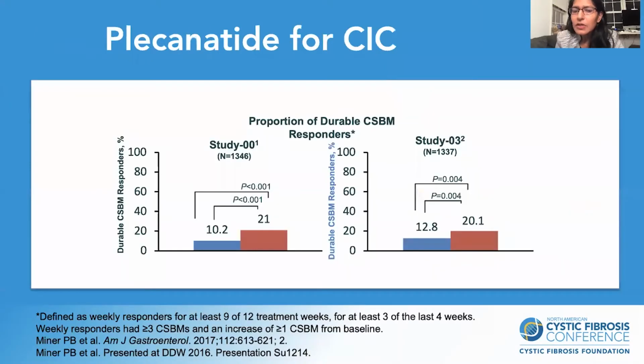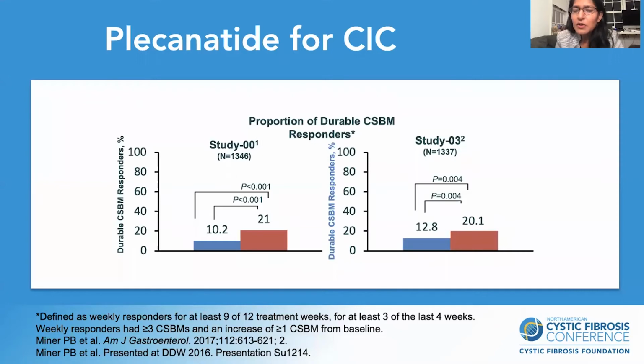And here's the data for plecanatide. So here, the primary outcome was actually proportion of durable CSBM responders. And this was defined as a weekly responder for at least 9 of 12 treatment weeks and for at least 3 of the last 4 weeks.